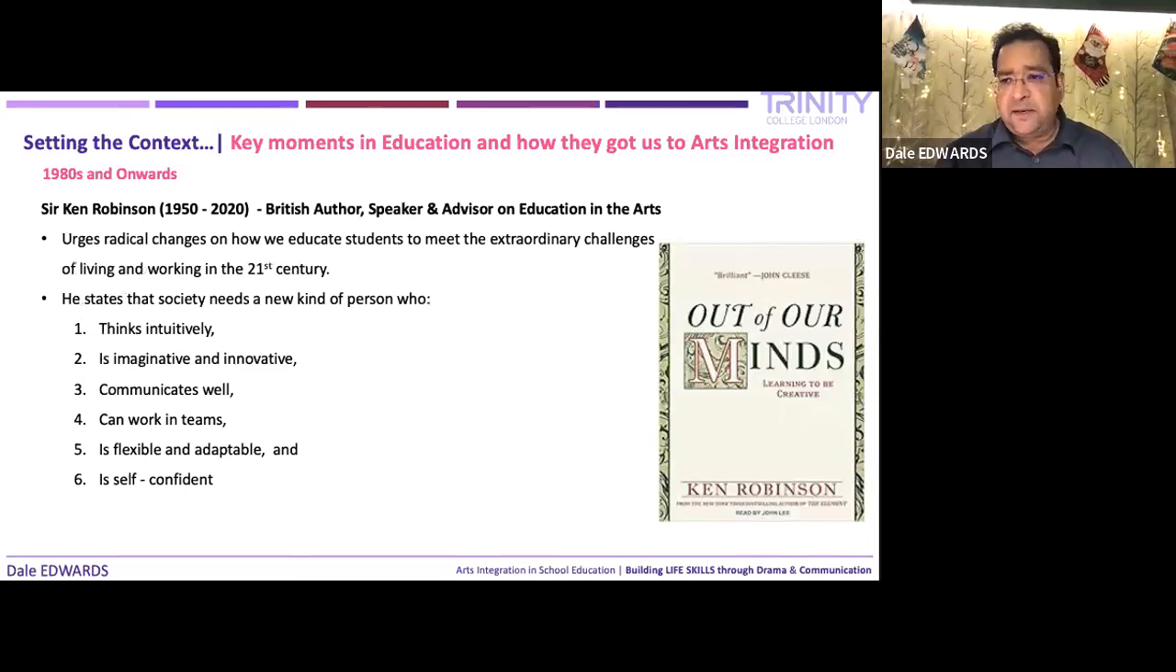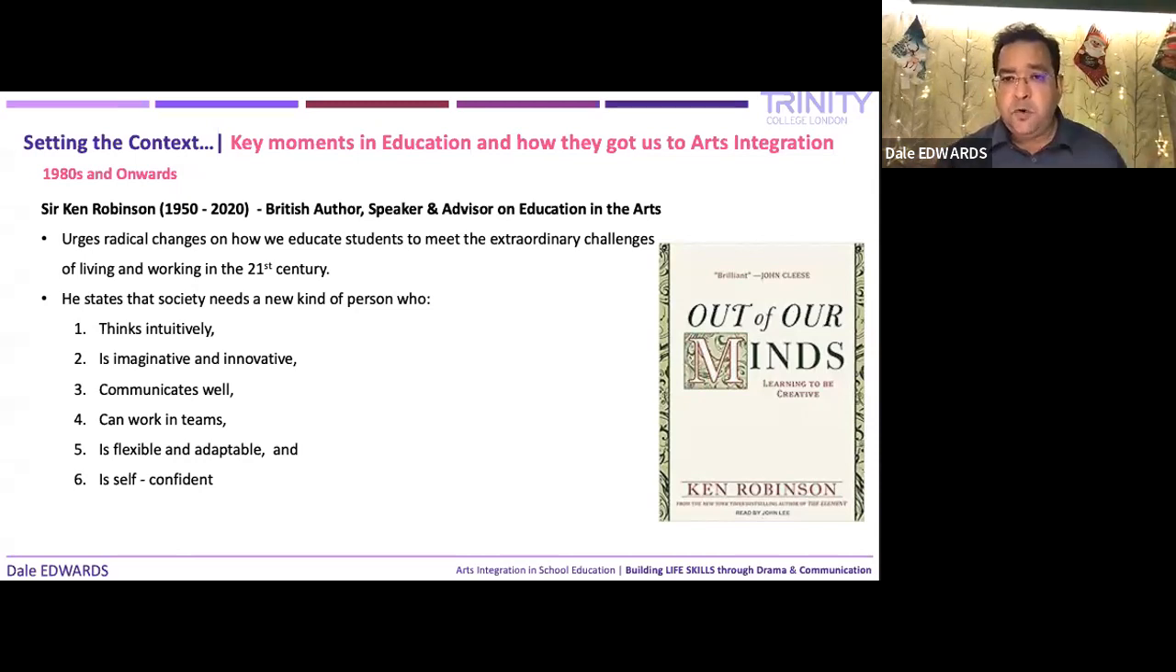Sir Ken Robinson, a name that needs really no introduction, very, very famous for his TED talk about creativity in education. And he spoke about it and said that there has to be radical change for us to be able to meet the challenges of the 21st century. And he, of course, said that society needs people that can do all of these 6 things that you can read on your screen, which is think intuitively and be imaginative and communicate well and collaborate well and work with teams and is self-confident. And a lot of that self-confidence comes from within.